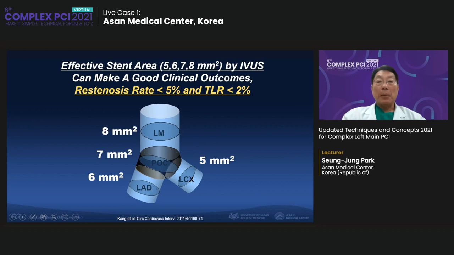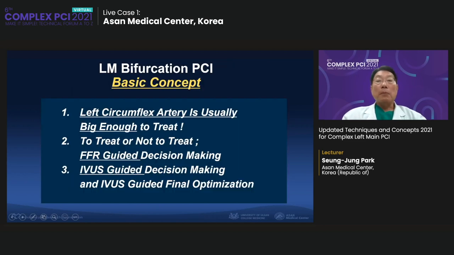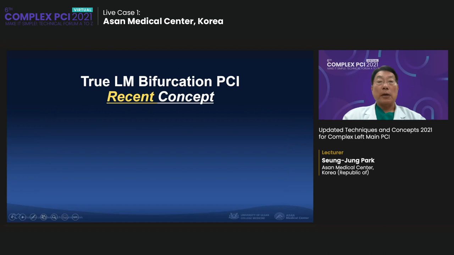5, 6, 7, 8 in case of a main stent, area. So again, main bifurcation PCI based concept, left circumflex artery is usually big enough to treat. To treat or not treat concerns, we have to consider FFR guided decision making, especially ostial sharp disease subset, IVUS guided decision making, and finally, IVUS guided final optimization. We have to consider that.